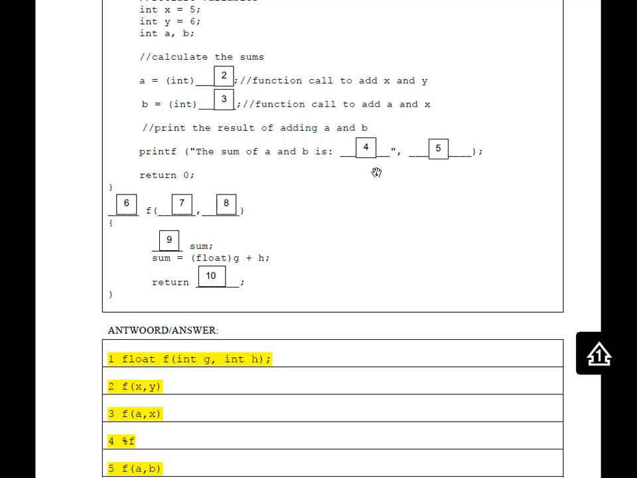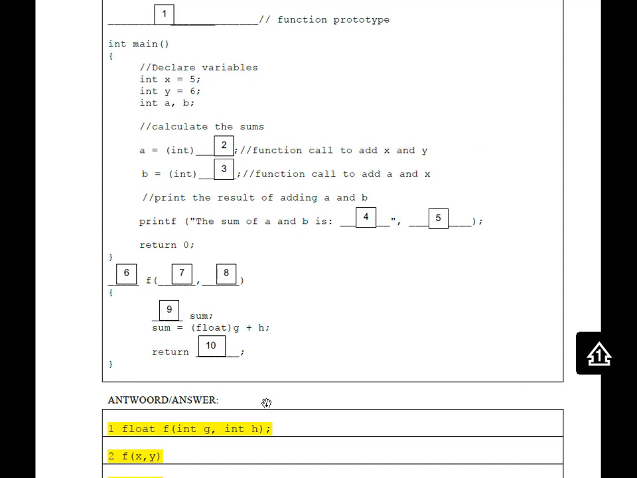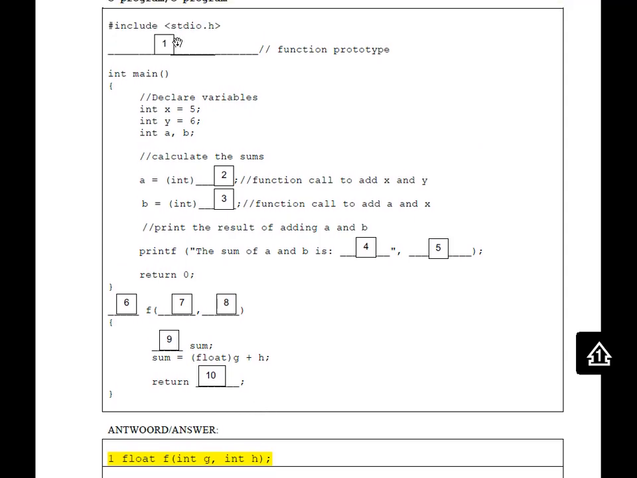And the last part is this 4 and 5, so the sum of a and b is, this is a format specifier that we need to show, percentage f, and in 5 I need to just calculate the sum of a and b. That's just the function call f, a, and b. Okay, so not really very tricky. The key would just be to start at the correct end, and the correct end is not necessarily 1. I would have started here at this part and worked my way up.